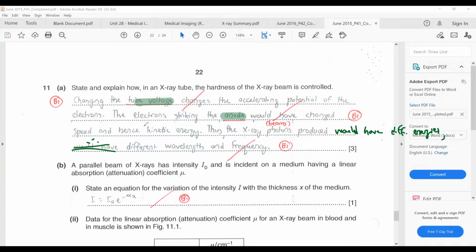You change the tube voltage, you change the accelerating potential of the electrons. The electrons striking the anode will now have changed speed and hence KE. Thus the X-ray photons produced would have different energies, therefore different wavelength and frequency.